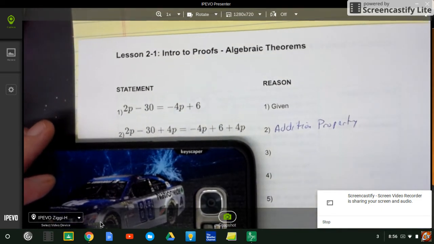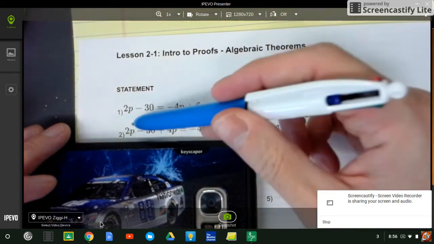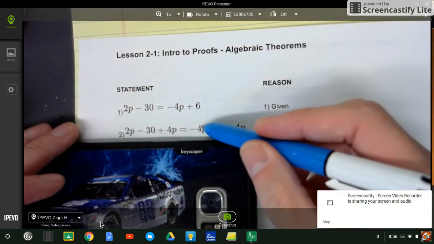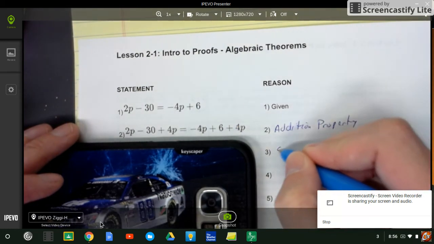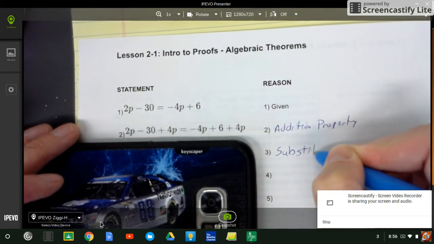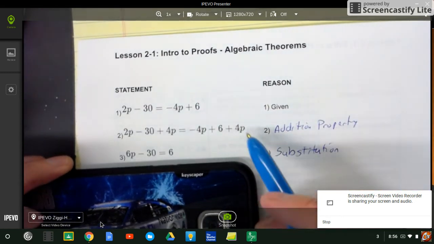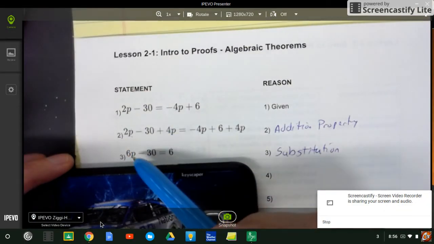Now, generally in your algebra class, you'd want to simplify that. So negative 4p plus 4p is 0, and 2p plus 4p is 6p. Simplifying, we're replacing. Instead of writing that expression, I'm going to write 0. When we replace, that's substitution. And when I do that, that gives me this statement. I replaced 2p plus 4p with 6p.